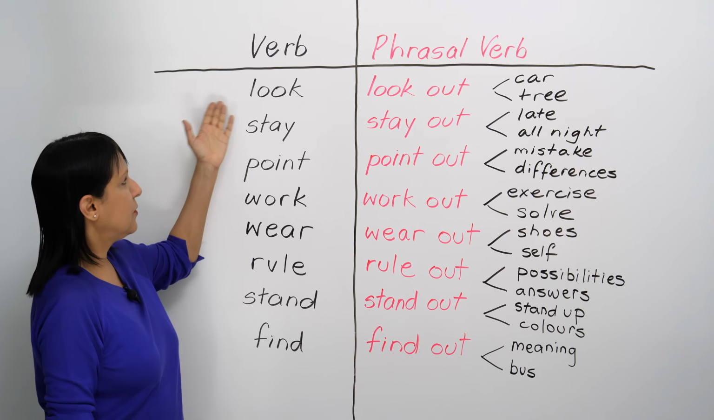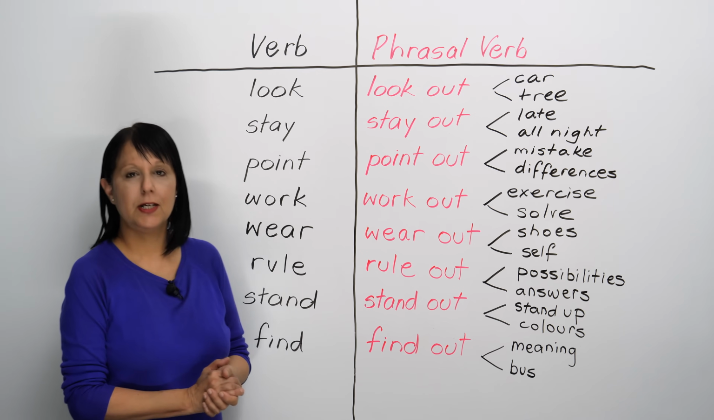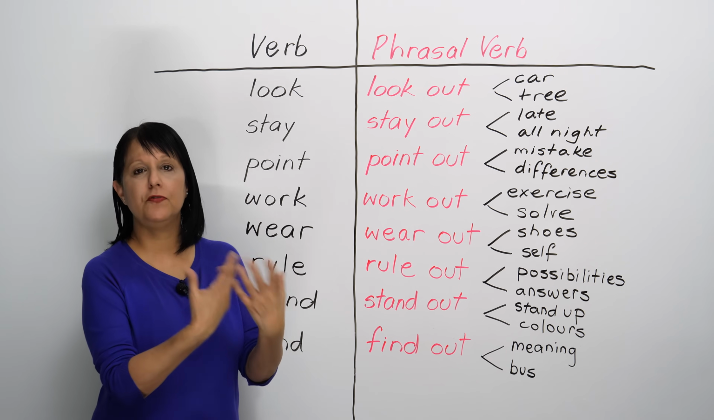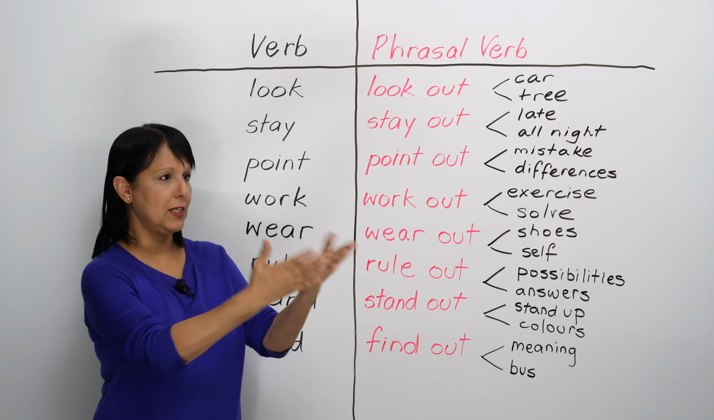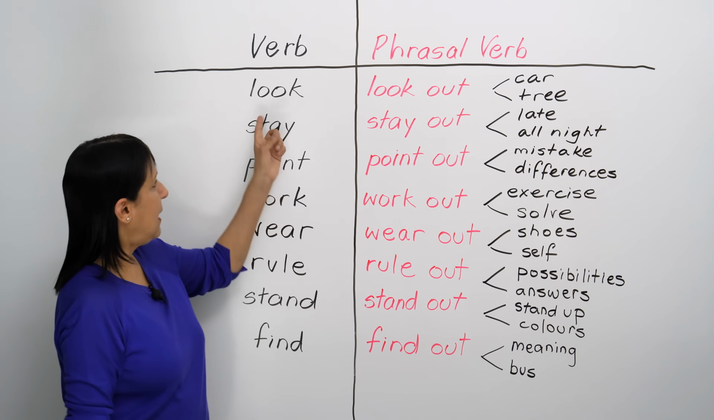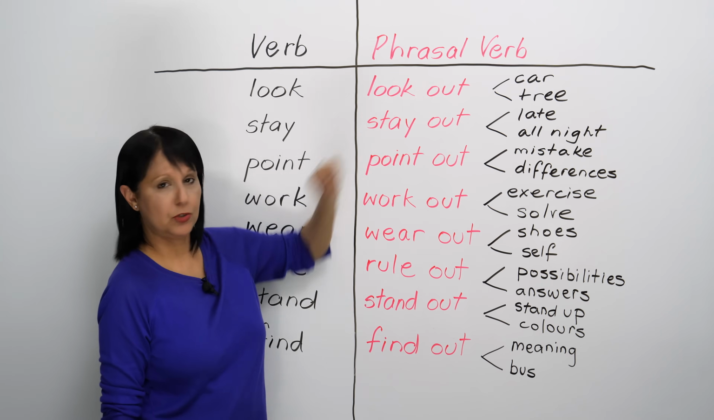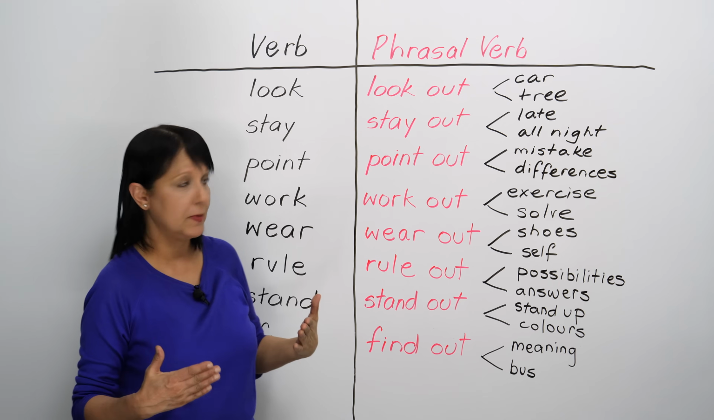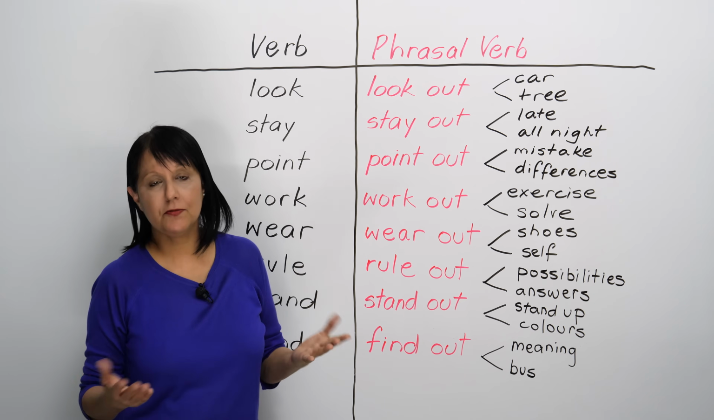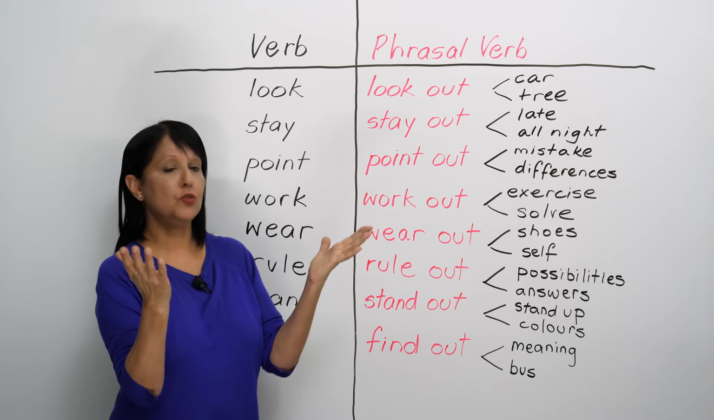So the regular verb, look. All right? I'm sure you know the meaning of this word. What does it mean? To look at something? To see it, right? To view it. So right now I'm looking in this direction. You're looking at me. Okay? But what happens when we add out and make it into a phrasal verb? The verb look out is something different from just look. To look out is to be careful.